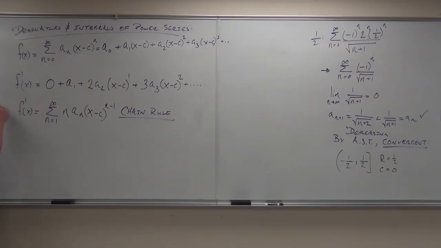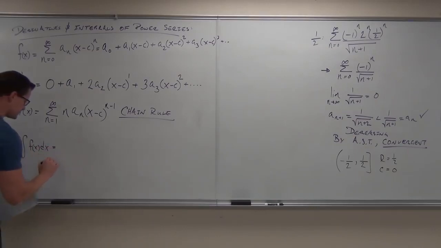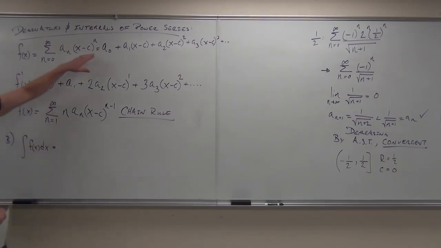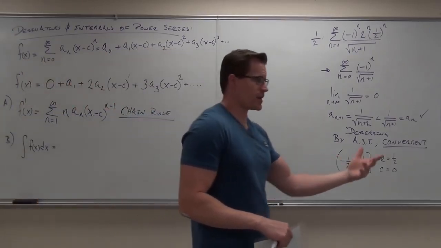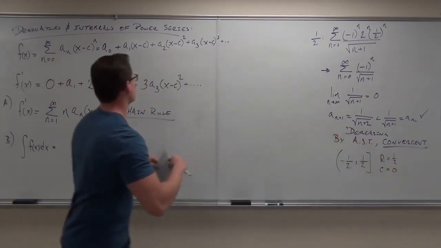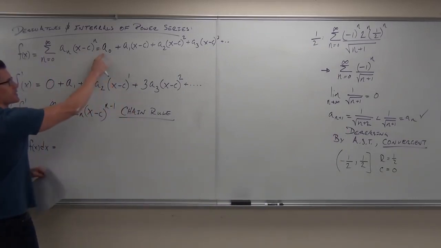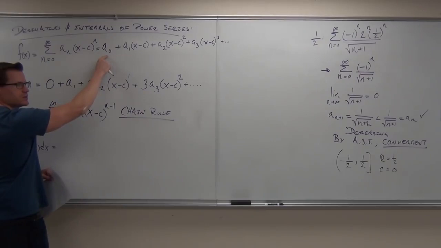So we had, let's call this part A, derivatives, part B, integrals. If I do the integral of f of x dx, let's go right from here. If I integrate term by term, which I can do, because if I can differentiate term by term, I can integrate term by term, no big deal. We've done that for years now. If I integrate term by term, what's this going to end up being?